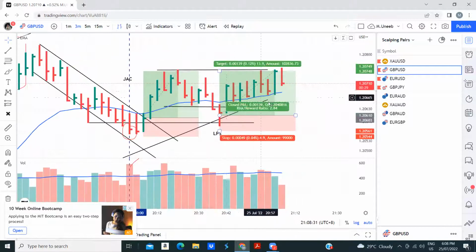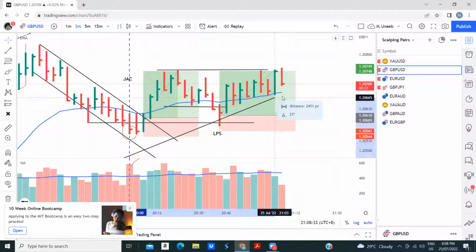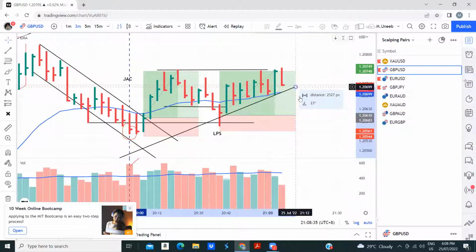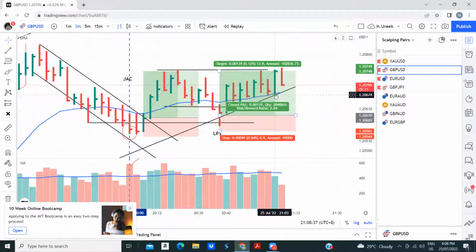So what will happen if you extend this line? You see how the price is respecting this line. Whenever the price comes and reacts to this line, it goes up. It reacts to this line, it goes up.